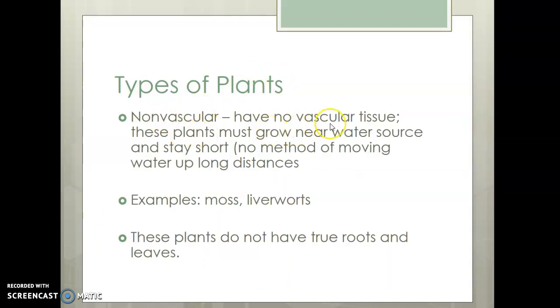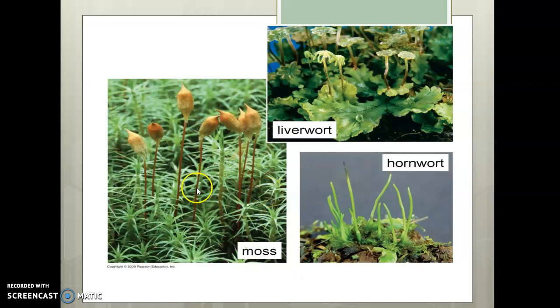Non-vascular plants, they have no xylem or phloem. They have no vascular tissue. These plants have to grow near a water source, and they stay pretty short because they can't move water up long distances without vascular tissue. So think about your short mosses and your short liverworts. These plants, these non-vascular plants, they don't have true roots. They don't have true leaves because they're really low to the ground. They're really short. So here are your non-vascular plants.